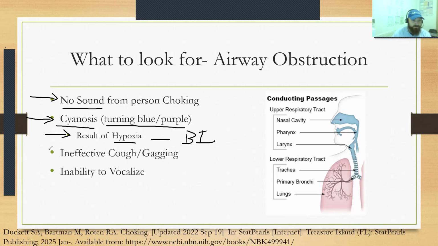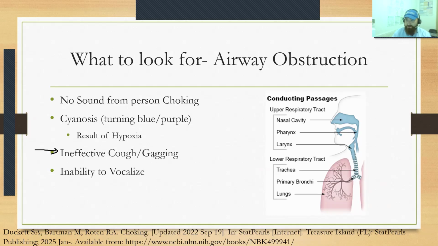We might also see an ineffective cough or gagging. Maybe it's not totally occluded, or maybe the occlusion is such that they can get a little bit of air out, but not enough air to really sustain life. And also the inability to vocalize. They will be trying to vocalize, they'll be trying to talk, but due to the airway obstruction, no air is able to really flow past those vocal cords.